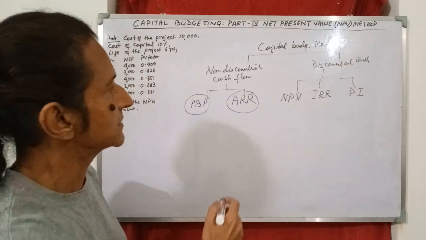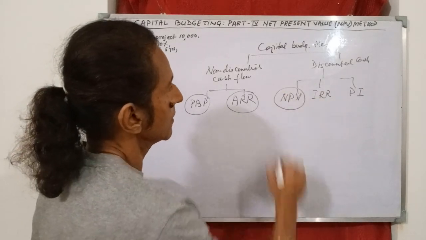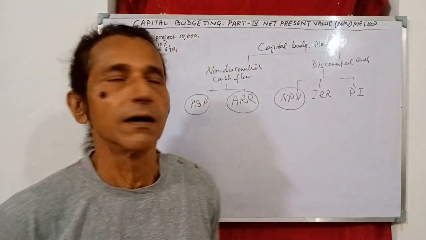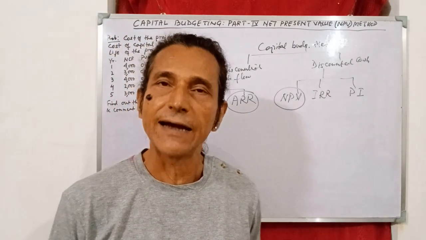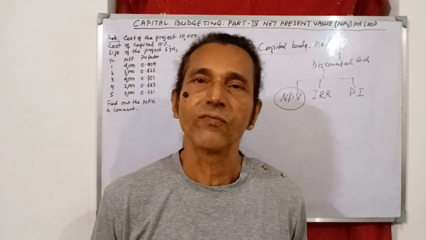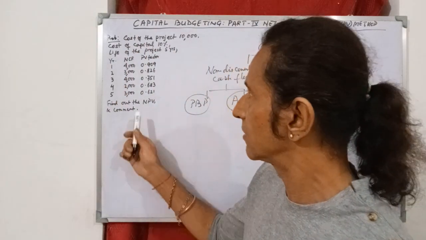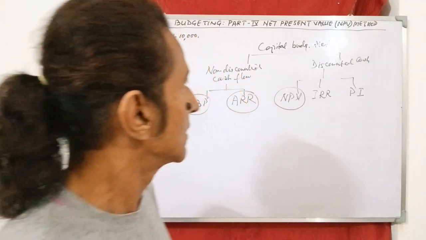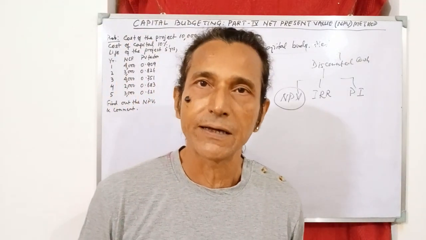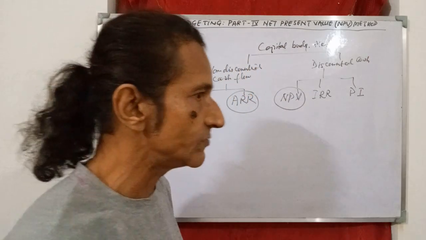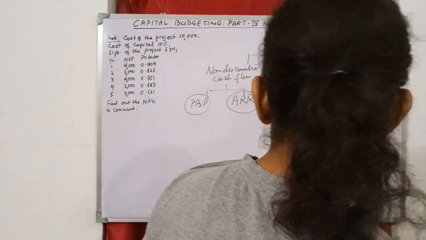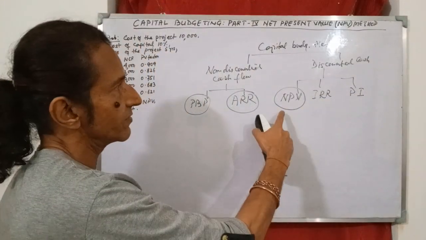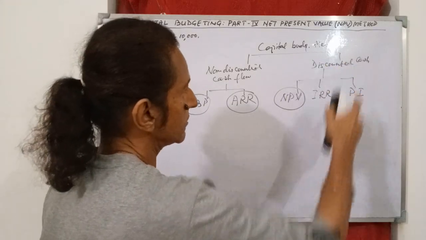Now in this video I shall discuss what is NPV, how the formula of NPV is computed, what are the advantages and limitations of NPV, and finally I will solve one numerical problem that is written over here. Okay, and IRR and PI will be taken care of in other videos. So in this video I shall discuss net present value method of capital budgeting, and net present value method falls under discounted cash flow category.